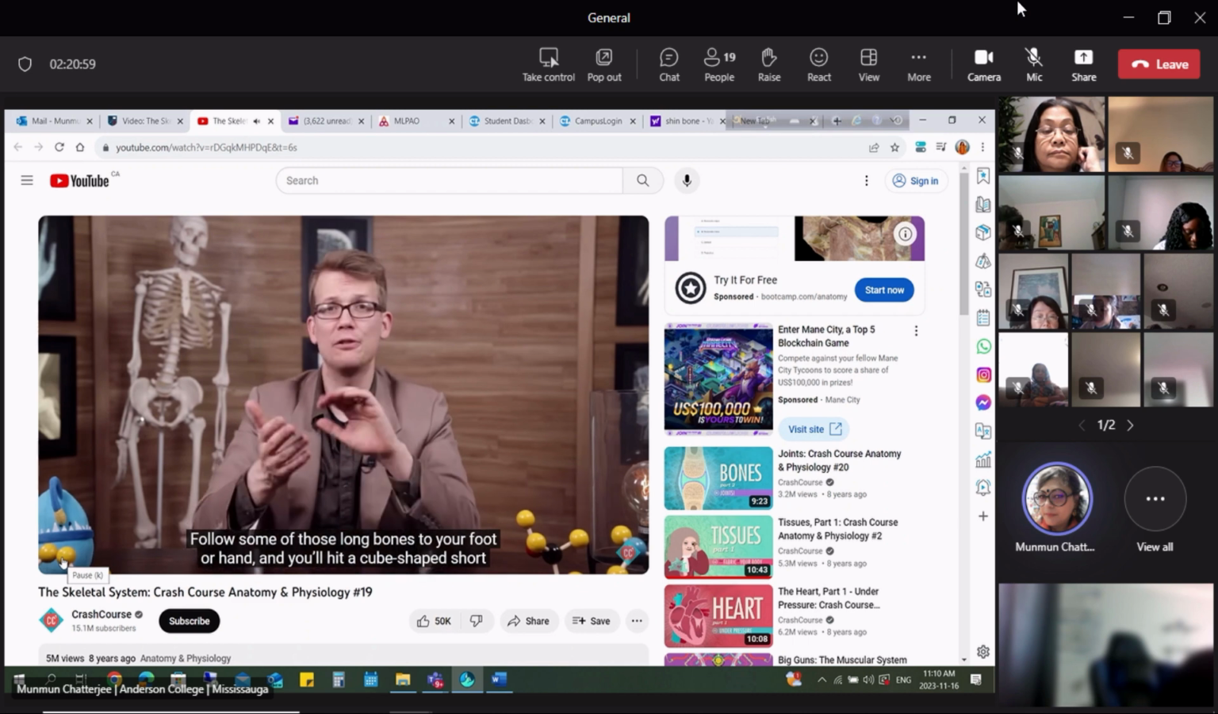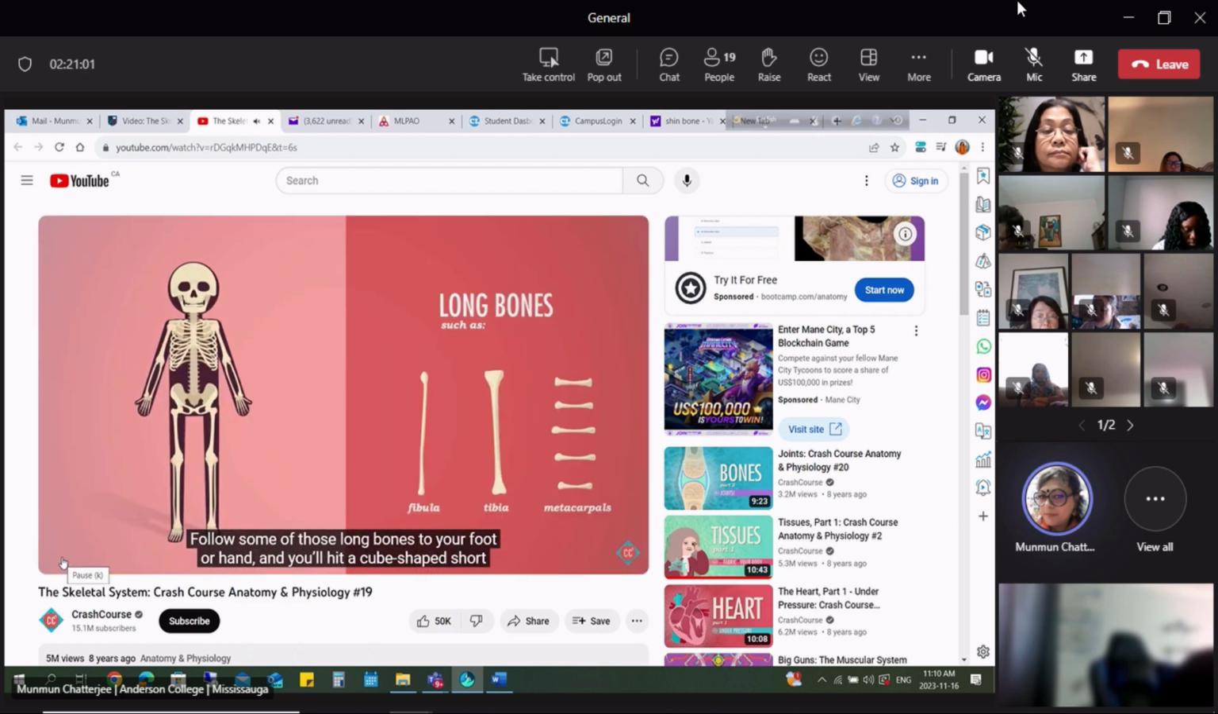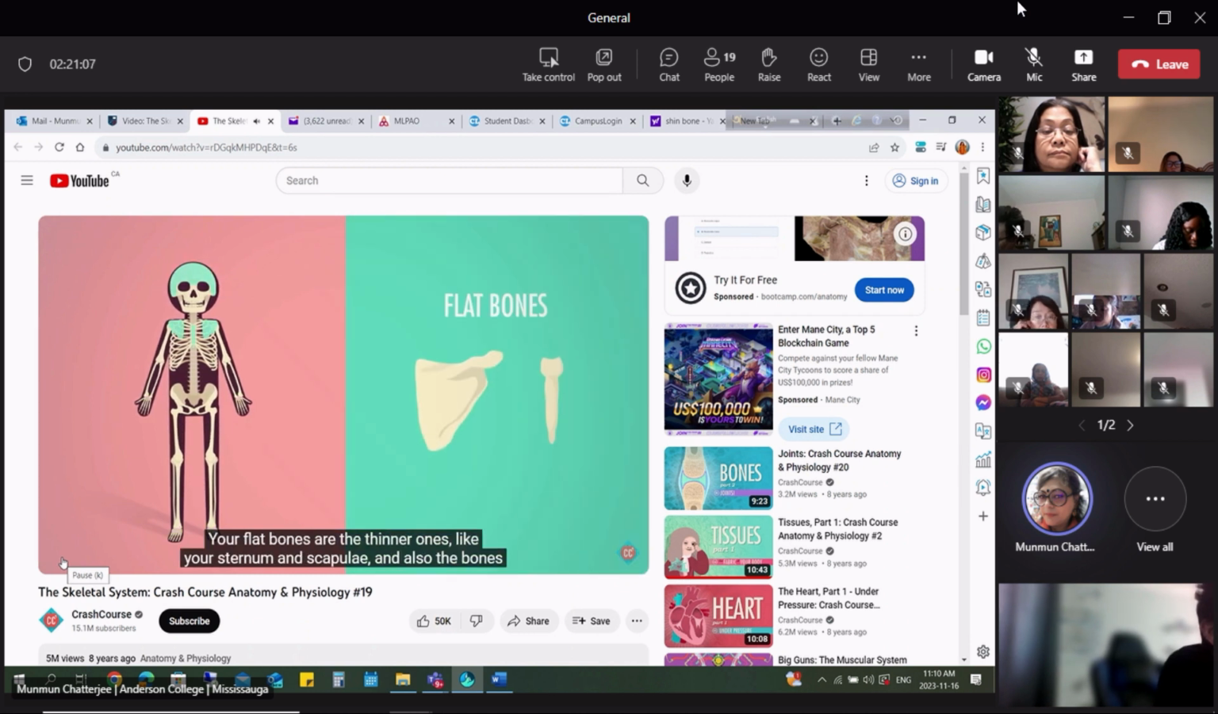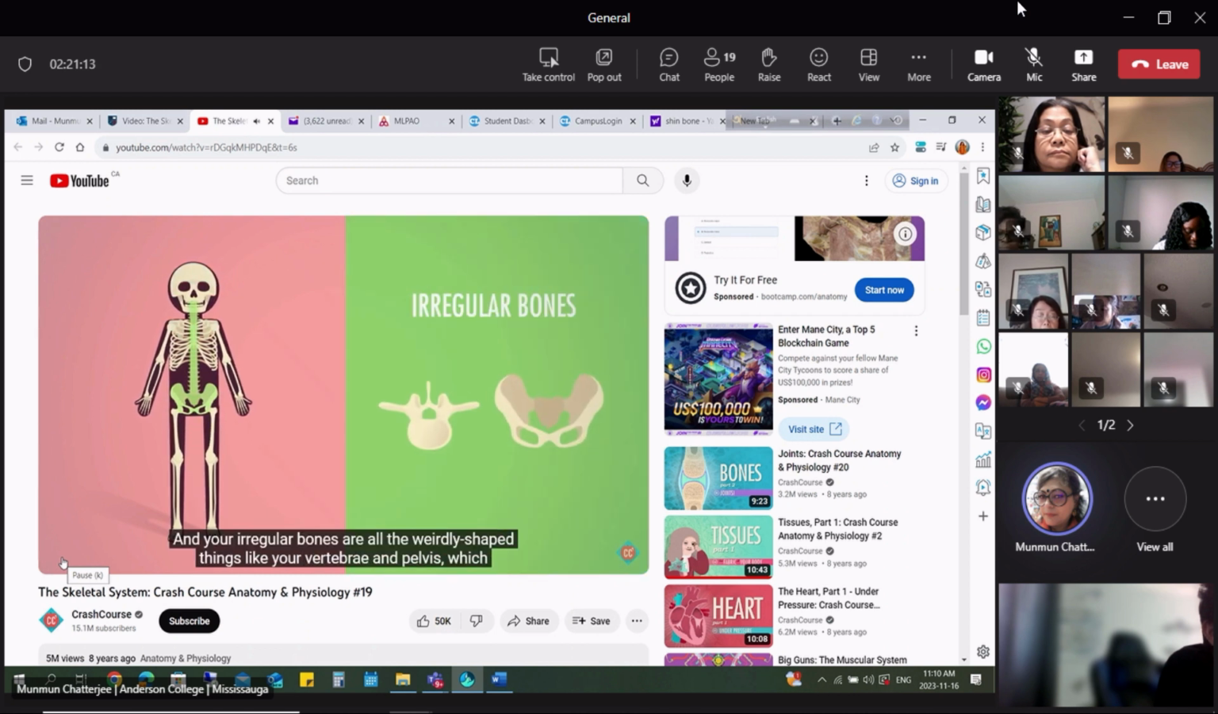Follow some of those long bones to your foot or hand, and you'll hit a cube-shaped short bone like your foot's talus and cuboid, or your wrist's lunate and scaphoid. Your flat bones are the thinner ones like your sternum and scapulae, and also the bones that make up your brain case. And your irregular bones are all the weirdly shaped things like your vertebra and pelvis, which tend to be more specialized and unique.